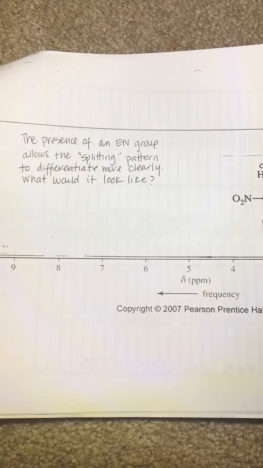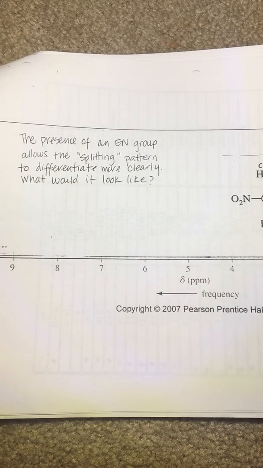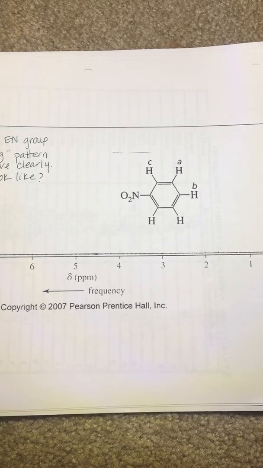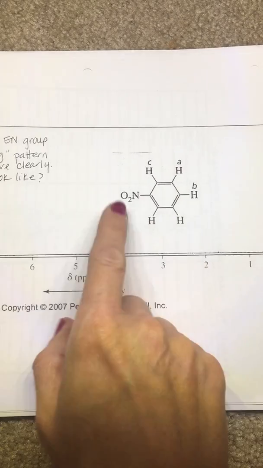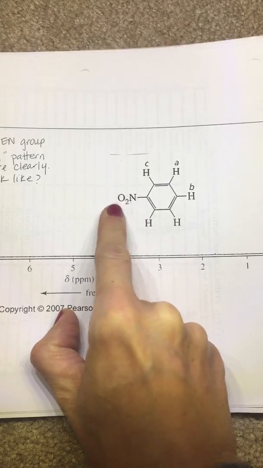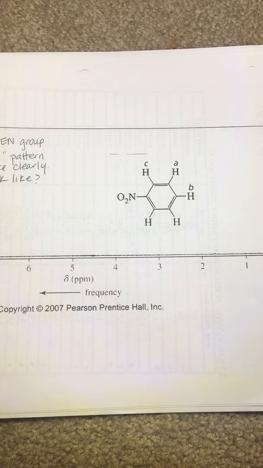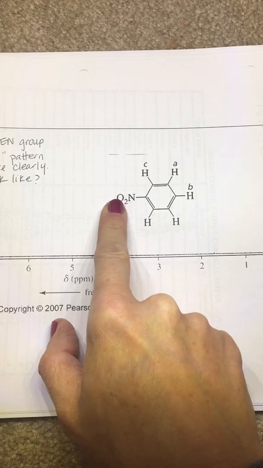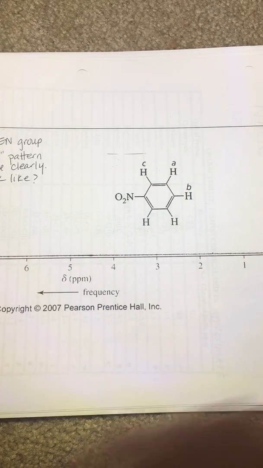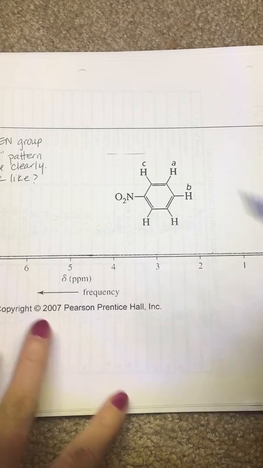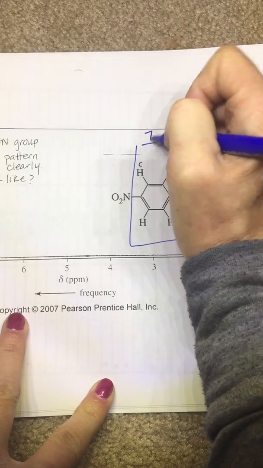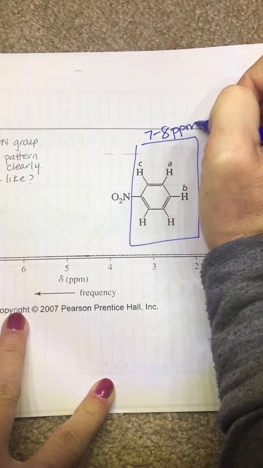So it says here, the presence of an electronegative group allows the splitting pattern to differentiate more clearly. What would it look like? So sometimes when there is a very electron withdrawing group, we all know about that nitro group from our previous chapters when we substituted aromatic rings, it helps these different hydrogens, their splitting pattern, to be shown more easily. Now remember, this whole section here should pop up in that 7 to 8-ish parts per million region.